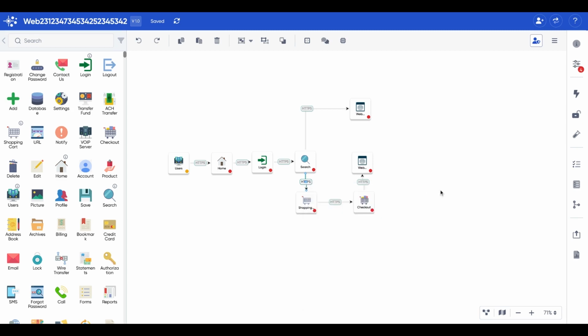So now that we have our connections complete, this is what we call a PFD, or a process flow diagram. This gives us a good idea of what is happening with our application.